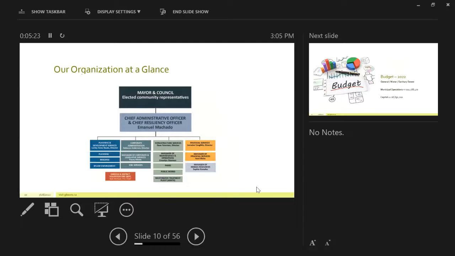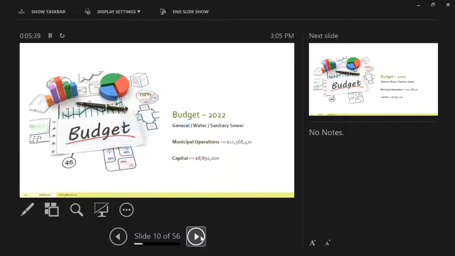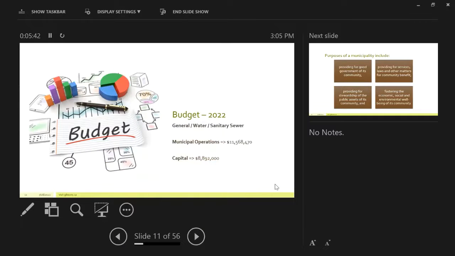Again, here's our organizational structure at a glance, down to the manager level. Mayor and council give direction to the chief administrative officer, who then directs our staff. We just adopted our 2022 budget for general operating, water, and sanitary sewer services. Our municipal operations budget is just over $11 million, and we have a capital project budget of $8.8 million.